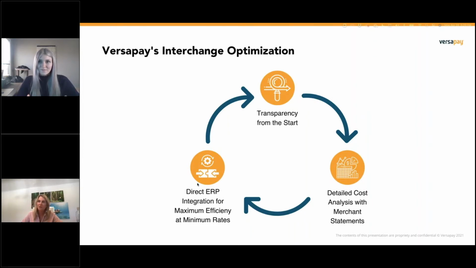So we start with that moment of transparency, okay? And then we're going to provide that detailed cost analysis that compares exactly what you are currently getting with how we could process that transaction for you in an optimized way.